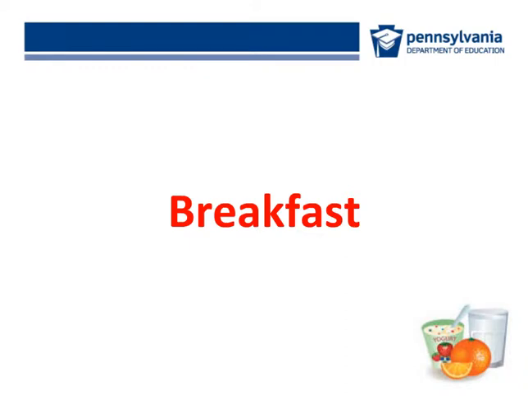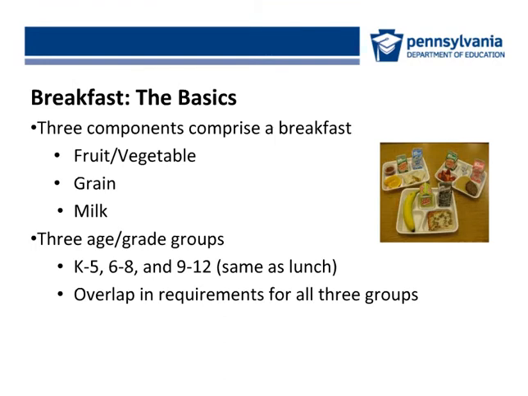Okay, now that we have completed going through our review of lunch, we will now discuss the required components and updated meal pattern regulations for breakfast. As you know, 3 components must be offered for school breakfast. Those components are fruit or optional vegetable, grains, and fluid milk.